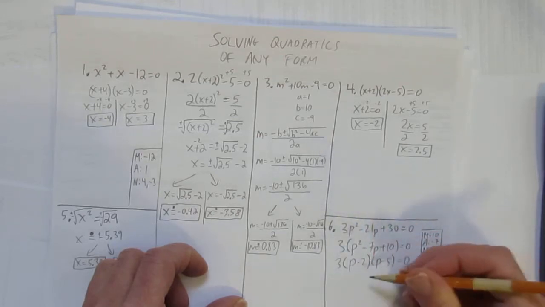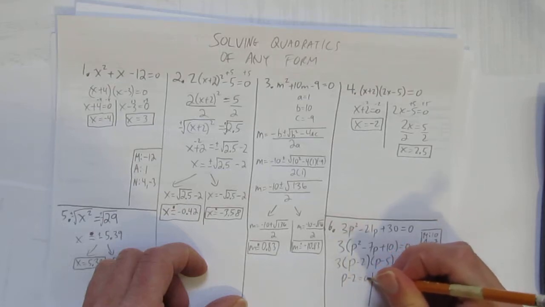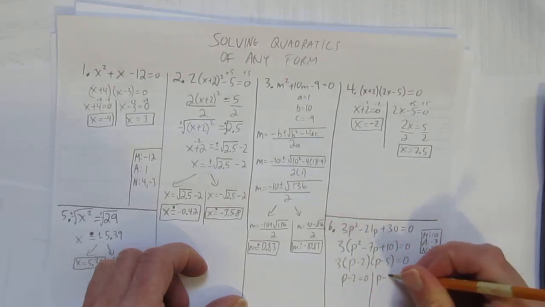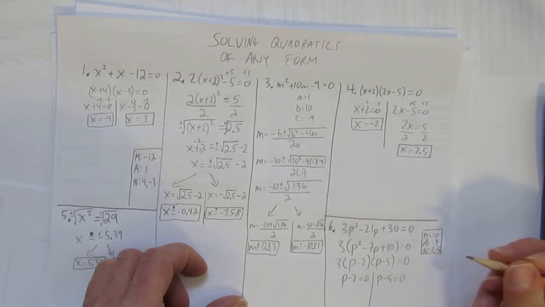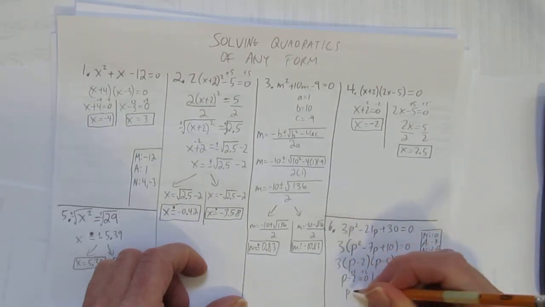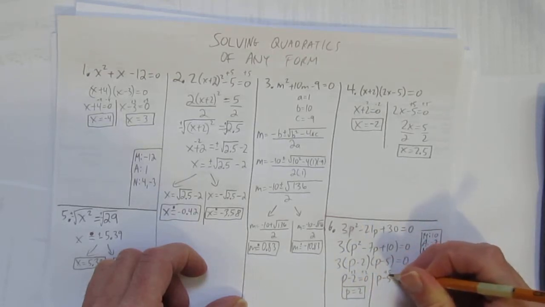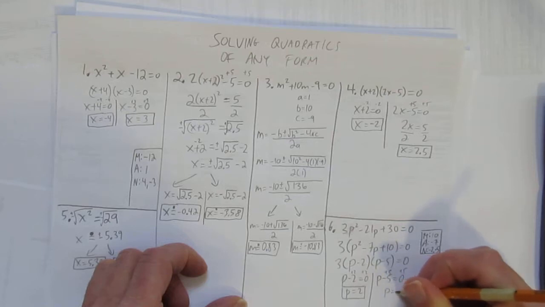We factored, but we haven't solved until we separate it into two pieces. Either the p minus 2 equals 0, or the p minus 5 equals 0. How do we get our two answers now? Add 2 to both sides, and we get p equals 2. That's one answer. And add 5 to both sides, we get p equals 5.